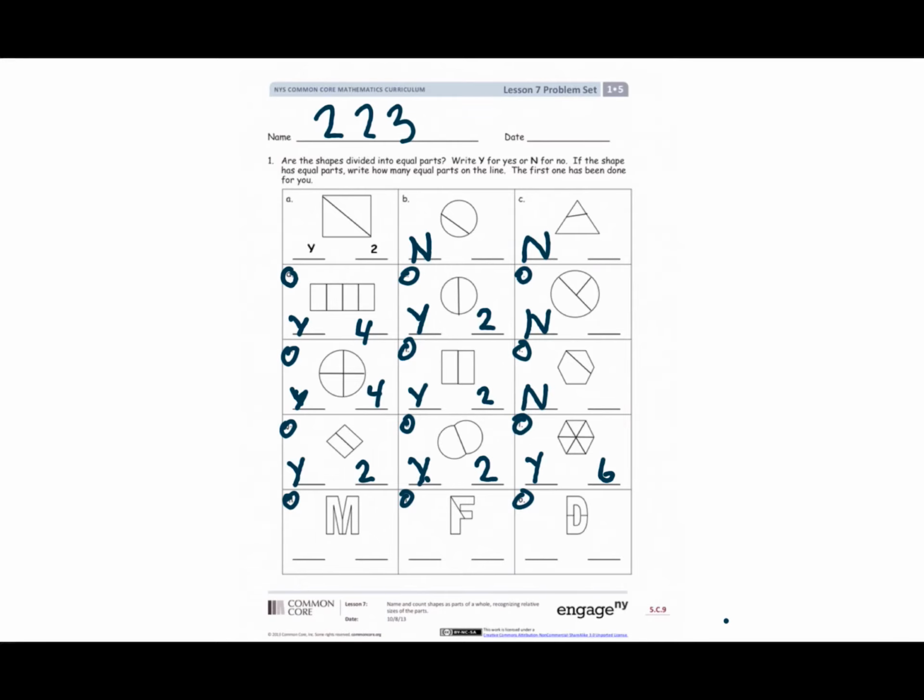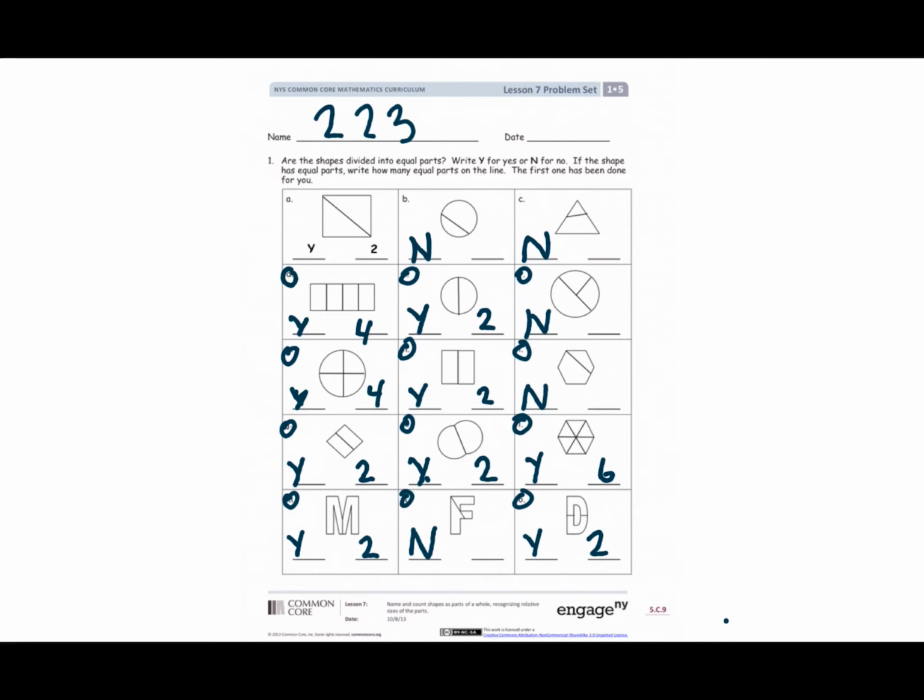Next, I see the letter M, and the M has been divided into 2 parts, and yes, those 2 parts are equal. Next, I see the letter F, and the parts are not equal because one side is not like the other side. Next is the letter D, and I see that it's been divided into 2 parts, and yes, they are equal parts. And there are 2 equal parts.